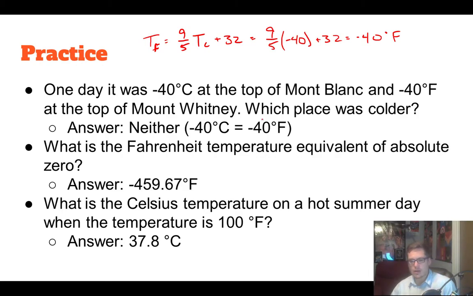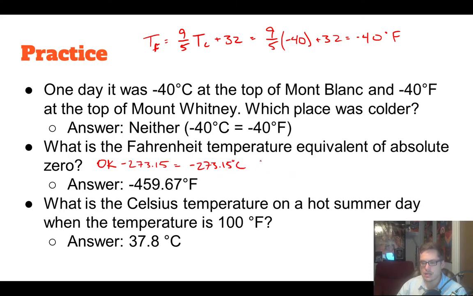All right, we'll do number 2, and I'll let you do number 3 on your own. It says, what is the Fahrenheit temperature equivalent of absolute zero? This is a two-step conversion, because we don't have an equation to go straight from Kelvin to Fahrenheit. So we need to go to Celsius first. First we convert our Kelvin to Celsius. We know that 0 Kelvin is absolute zero. We subtract 273.15, so we're at negative 273.15 degrees Celsius. Now we convert that to Fahrenheit.